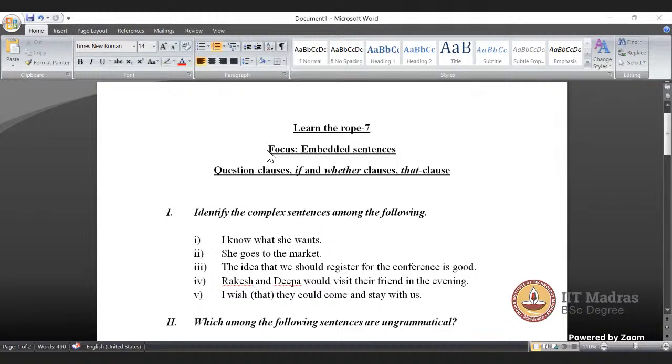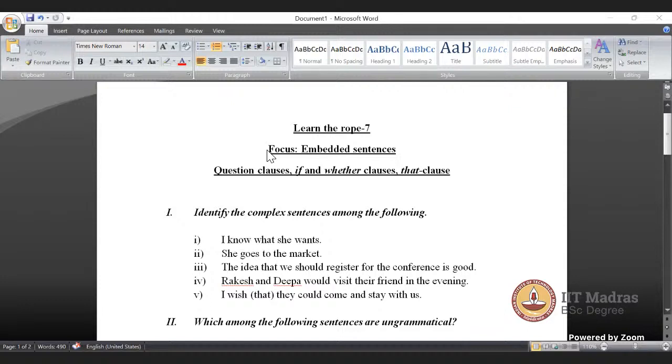I've included this sentence particularly because I wanted you to see this difference. Remember in the first sentence itself, I told you that you decide whether a sentence is complex or not based on what you see in its object position. So the complexity in the subject has got nothing to do with the complexity of the sentence. No matter how complex your subject is, this sentence, the idea that we should register for the conference is good, is a simple sentence. If the object had a clause, something as complex as what you see in the subject position, then this would have become a complex sentence, right?